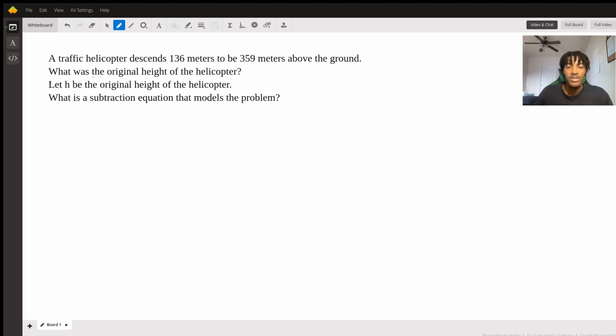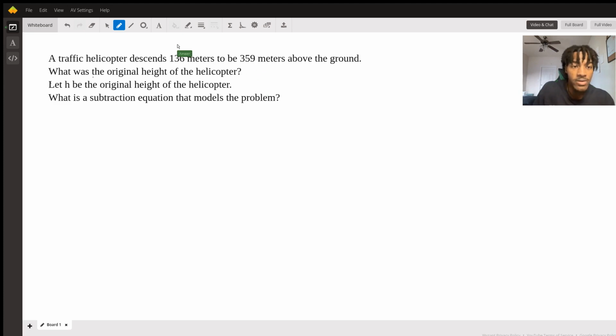All right, so two steps here. First, we have to determine a subtraction equation that can help us solve the problem. And then after we set up our equation, we have to solve the equation for the original height of the helicopter. So let's start with what we know. That's always a good idea in any math problem.